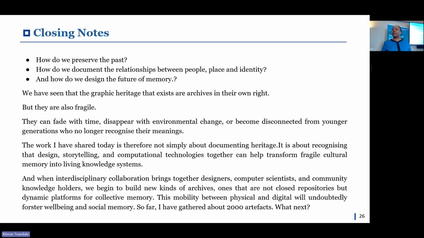The work I've shared today is therefore not simply about documenting heritage, it's about recognizing that design, storytelling, and computational technologies together can help transform fragile cultural memory into living knowledge systems. And when interdisciplinary collaboration brings together designers, computer scientists, and community knowledge holders, we begin to build new kinds of archives, ones that are not closed repositories, but dynamic platforms for collective memory. And this mobility between physical and digital will undoubtedly foster well-being and social memory.